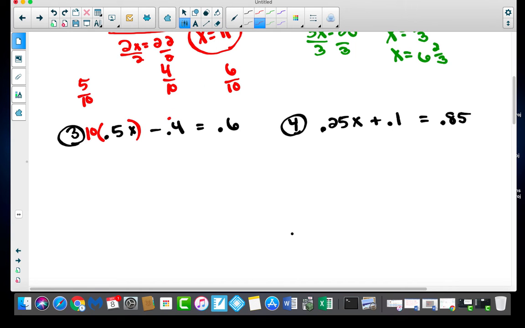Oop, I'm not in writing mode. There we go. By 10. And, of course, this one by 10. And when I multiply by 10, the decimal point just moves one place to the right. So this 5/10 becomes 5x.